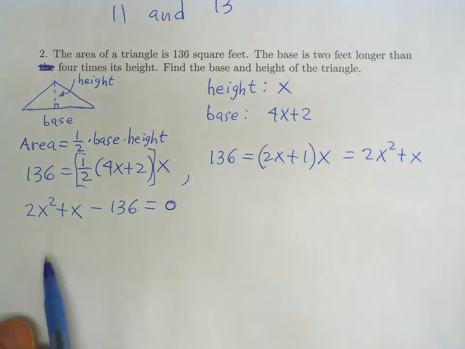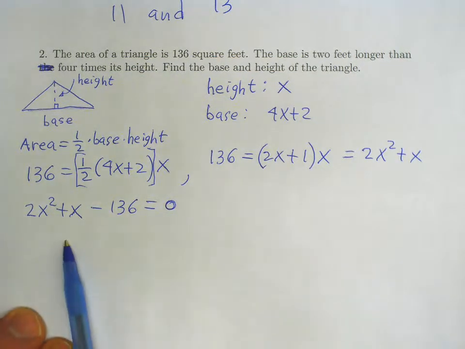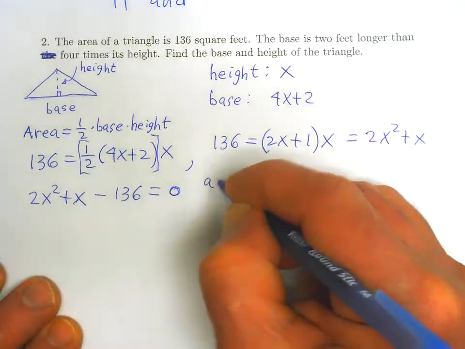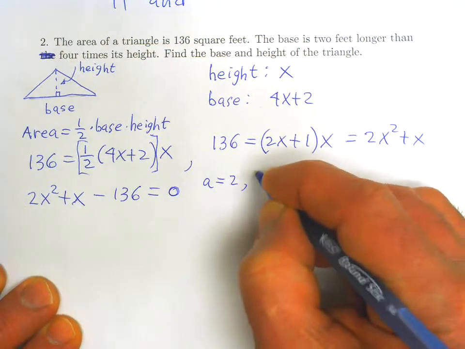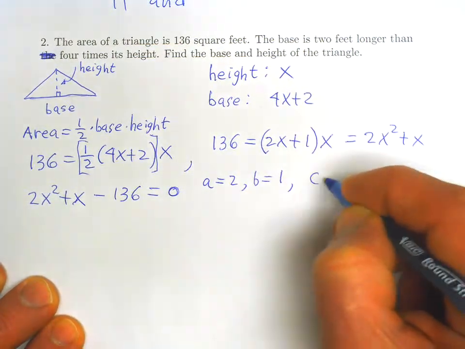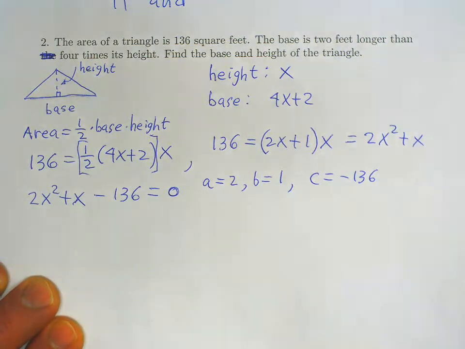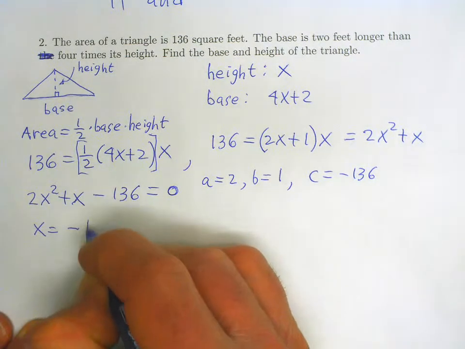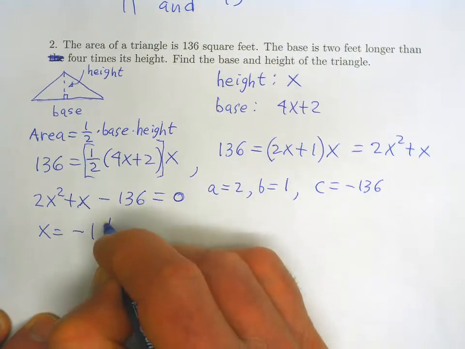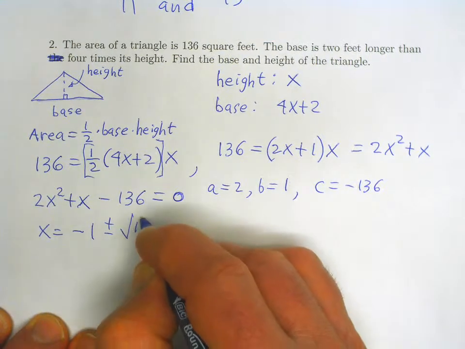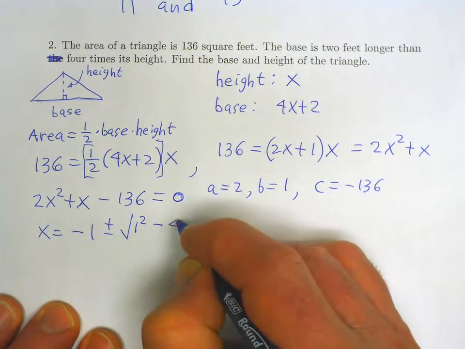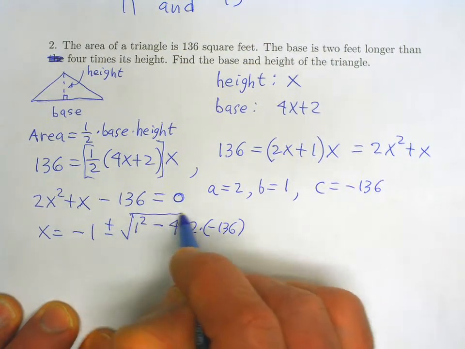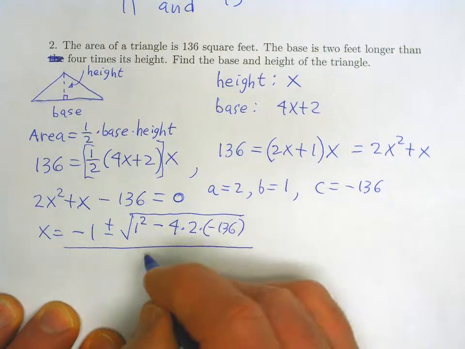Okay, why don't we use the quadratic formula to solve this? So this is now in standard form, so a is 2, b is positive 1, and c is negative 136. Okay, so x equals negative 1 plus and minus the square root of 1 to the second minus 4 times 2 times negative 136, all divided by 2 times 2.